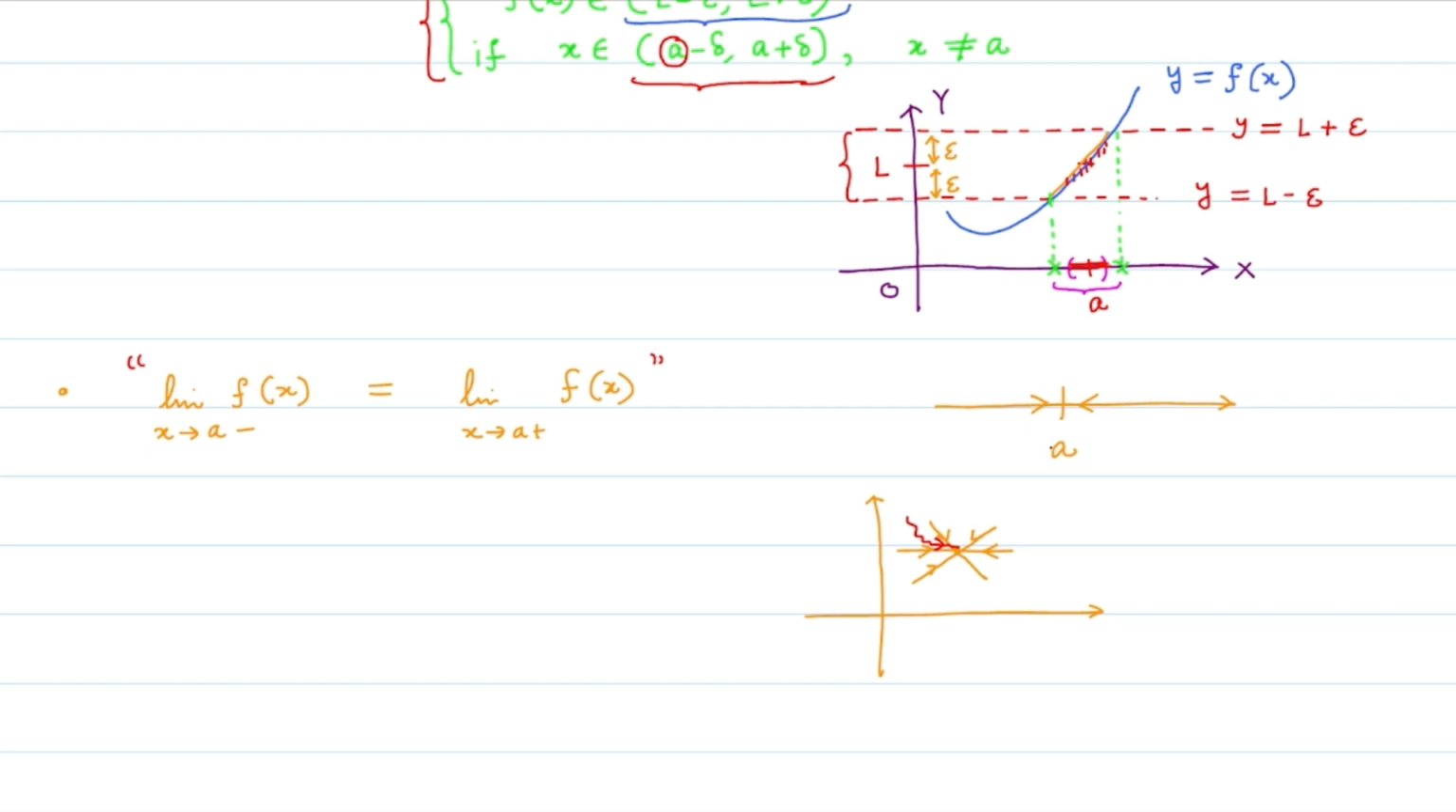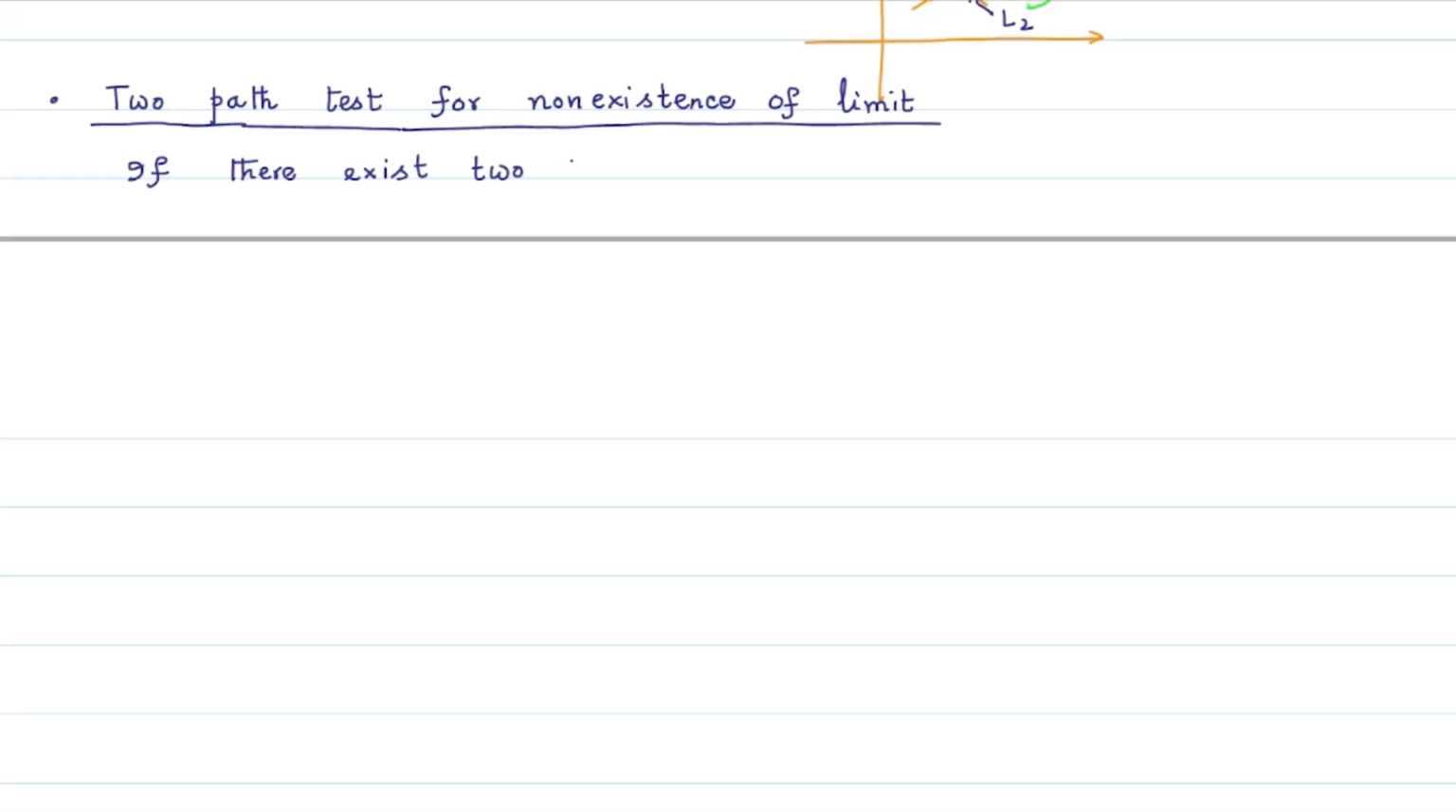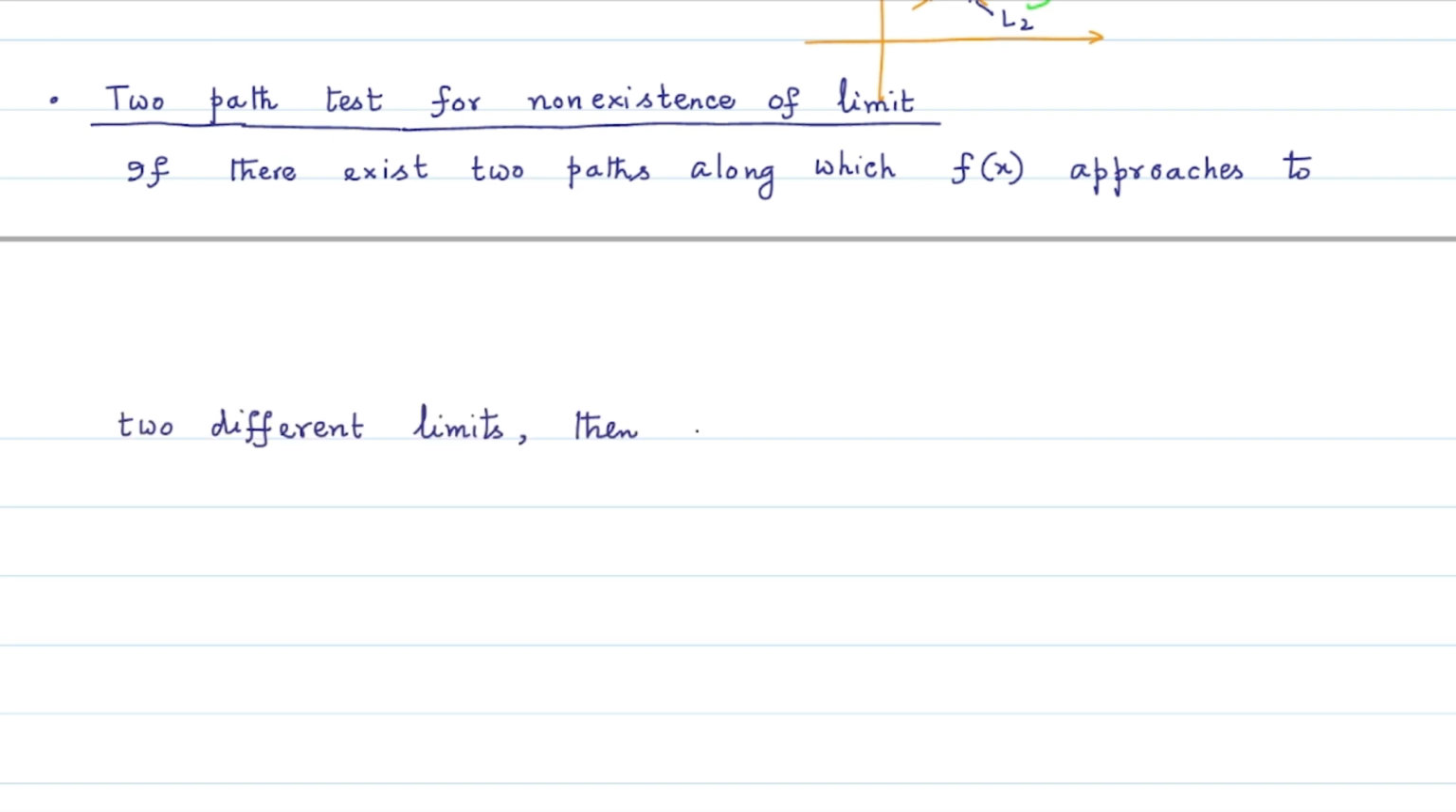However, we can take an opportunity of this observation to certify non-existence of the limit of a function of two or more variables. If there exist two paths to reach the point A, so that along these two paths the function approaches two different limits L1 and L2, then the limit at this point does not exist. We may call it the two-path test for non-existence of limit. It states that if there exist two paths along which the function values f(x) approach two different limits, then the limit of f(x) as x tends to a does not exist.